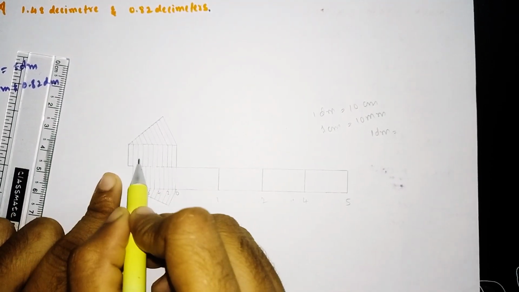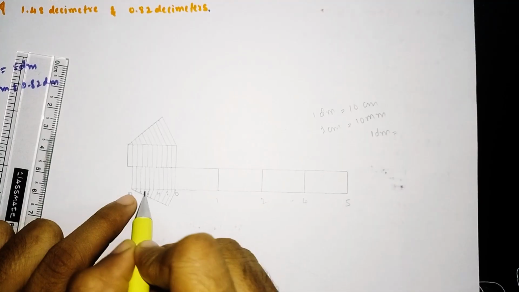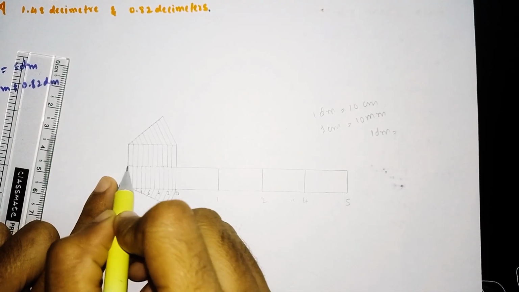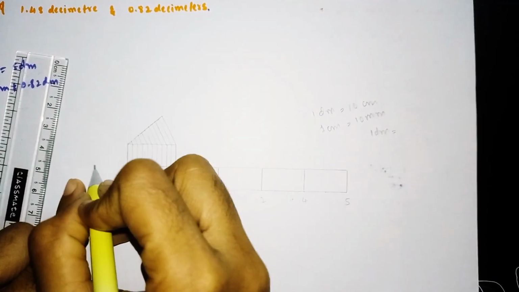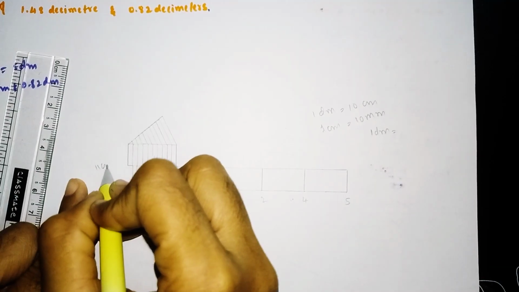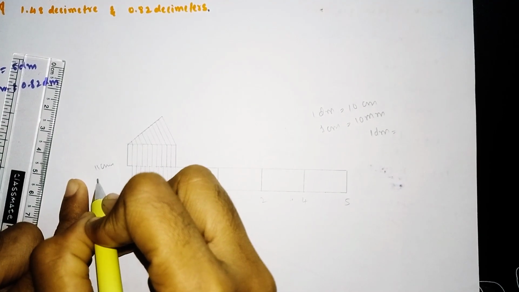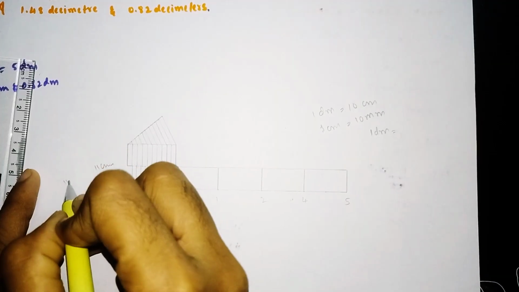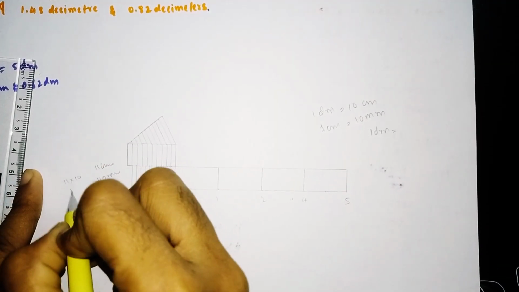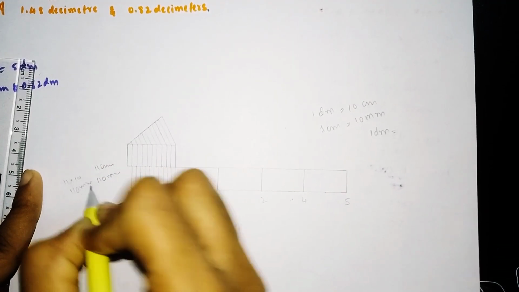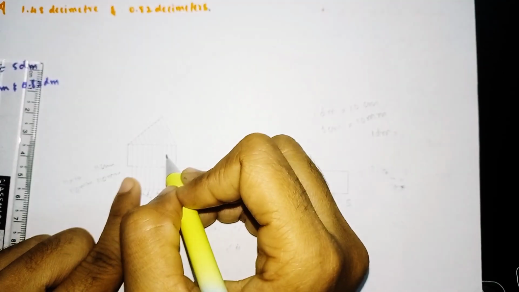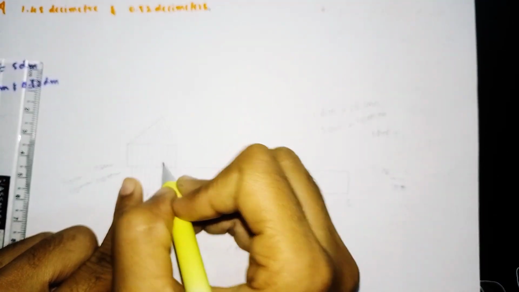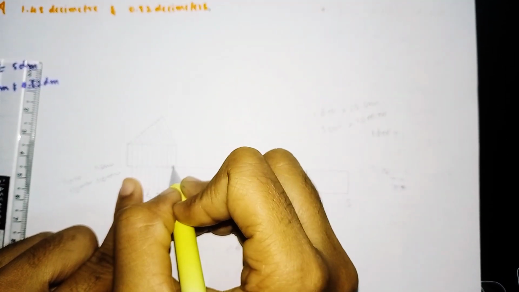Here the scale is 11 centimeter, and this is our 10 centimeter. I have extended 0.1 centimeter here, and this is our 11 centimeter. So 11 centimeter is equal to 110 mm. If you multiply our 11 by 10, it becomes 110 mm. So this is in millimeter value. This shows the millimeter value.